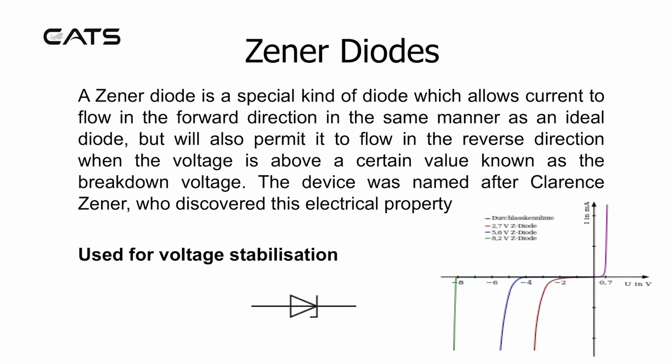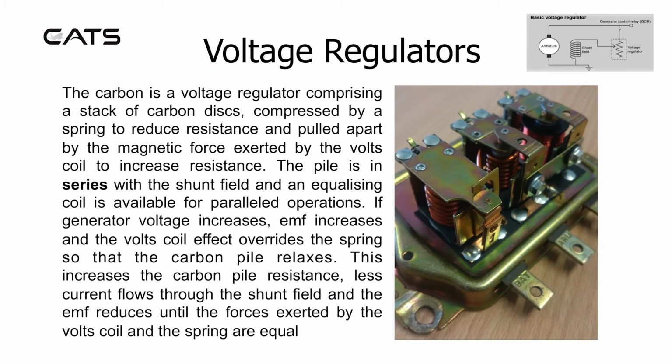Zener diodes. A Zener diode is a special kind of diode which allows current to flow in the forward direction in the same manner as an ideal diode, but will also permit it to flow in the reverse direction when the voltage is above a certain value, known as the breakdown voltage. The device was named after Clarence Zener, who discovered this electrical property. They're typically used for voltage stabilization.